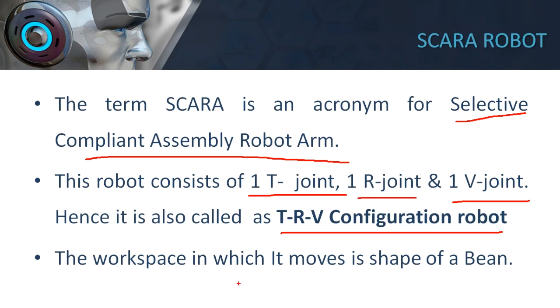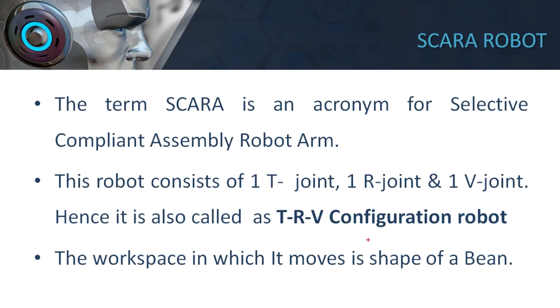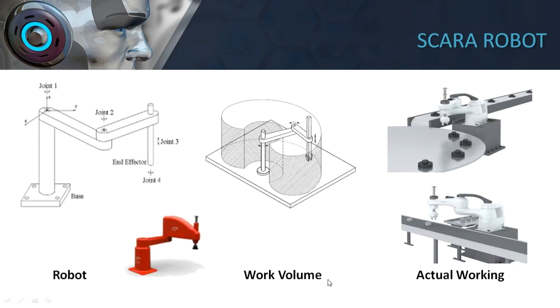And what is the workspace? The workspace in which it moves is in the shape of a bean. You might have seen a bean, how exactly it resembles. The same kind of work volume even this type of robot resembles. So here you can see the images and the animation which show how the SCARA robot actually works.